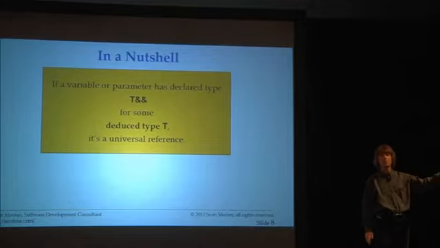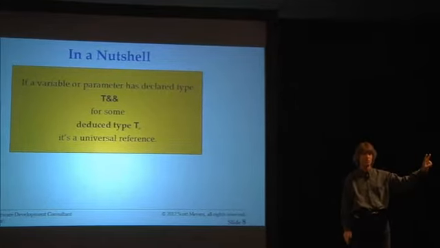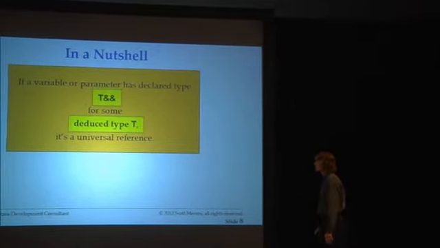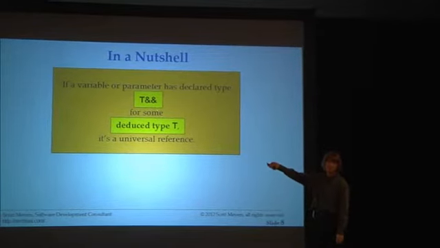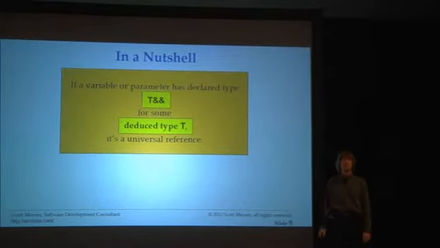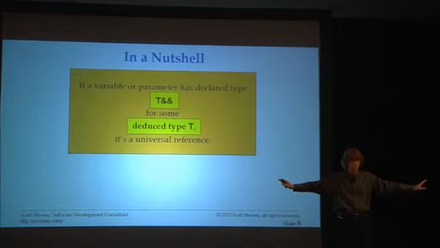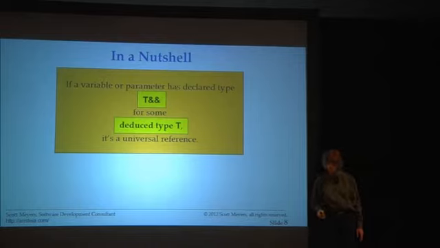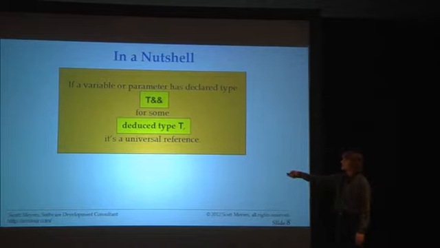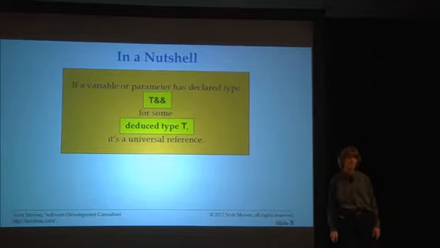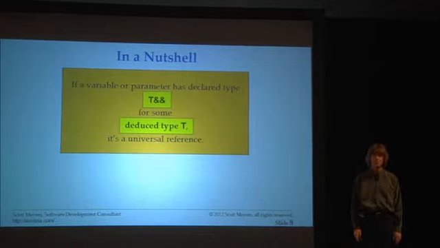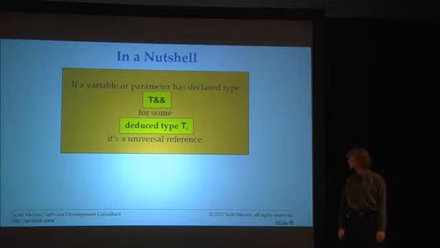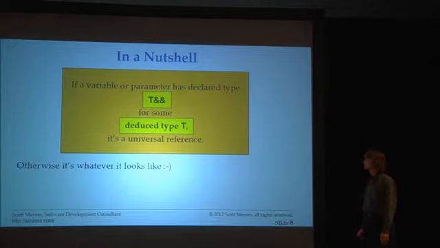There are two requirements for being a universal reference. The two requirements are, the type has to be T&&. And when I say T&&, nothing else will do. We'll see examples. But that's not enough. In addition, you have to be in a context where the type is going to be deduced. If the type is not being deduced, you do not have a universal reference. Those are the two requirements. Otherwise, it's an R-value reference.